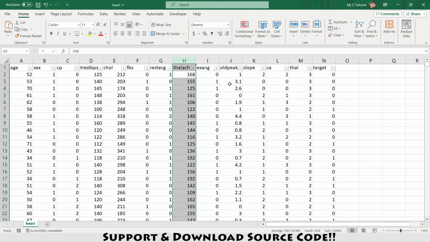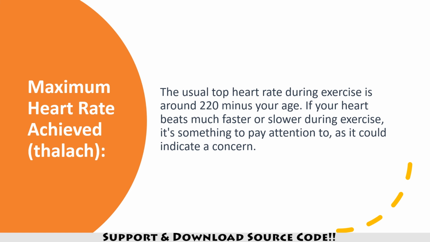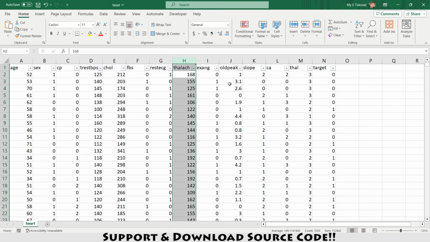The next one is THALACH, maximum heart rate achieved. The usual top heart rate during exercise is around 220 minus your age. If your heart beats much faster or slower during exercise, it's something to pay attention to, as it could indicate a concern. So the maximum heart rate achieved must be around 220. If the value is less than 220 or more than 220, that means there can be a problem.